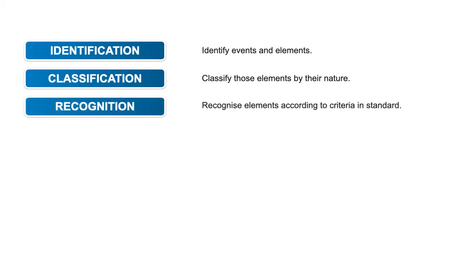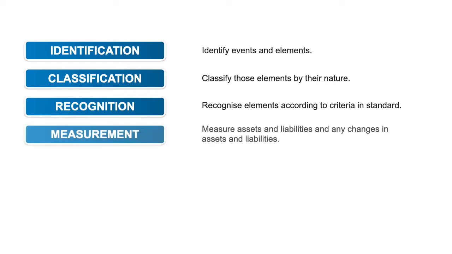We then refer to the individual standard to see if the asset or liability meets the recognition criteria. Not every asset and liability will be recognized. They will only be recognized if doing so would better meet the objective of providing high-quality information to users. If there are elements recognized, we then decide how to measure them, again referring to the individual standard for guidance.